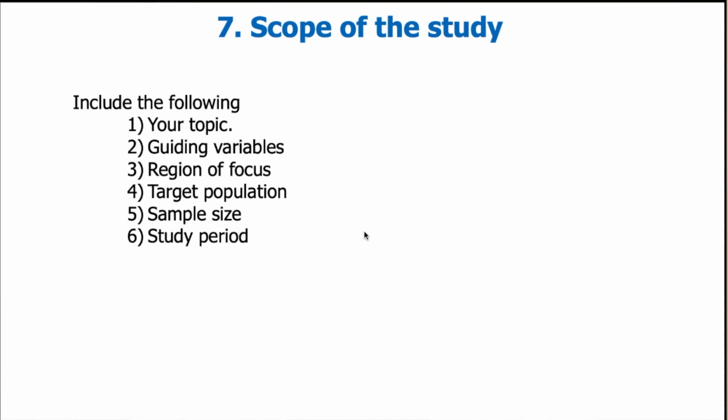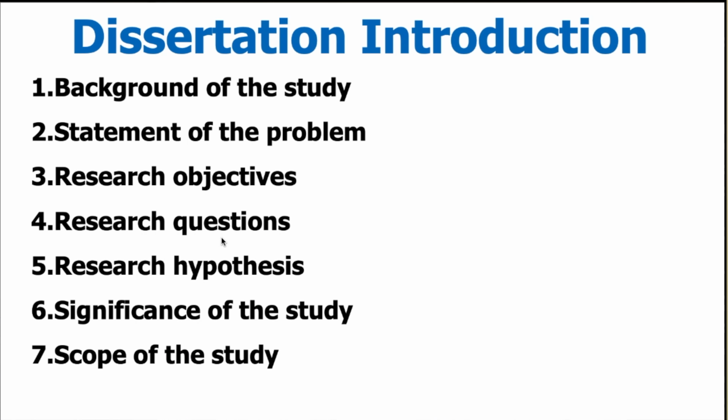So under the scope of the study, the main thing you need to remember is that you need to show the reader the limit of your study by giving them the topic, the variables, the area, that is the country, the community, the village you are focusing on, the target population, the sample size you are going to use, and most importantly, the study period. The study period simply means at what time you are focusing on the data collection that you are intending.